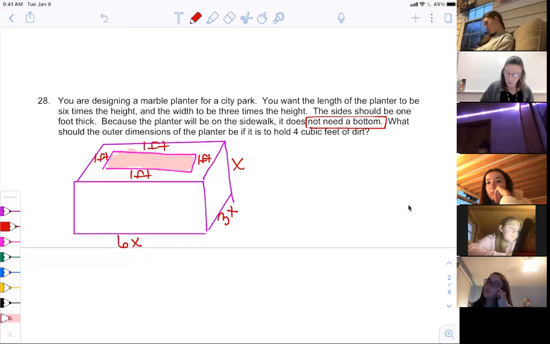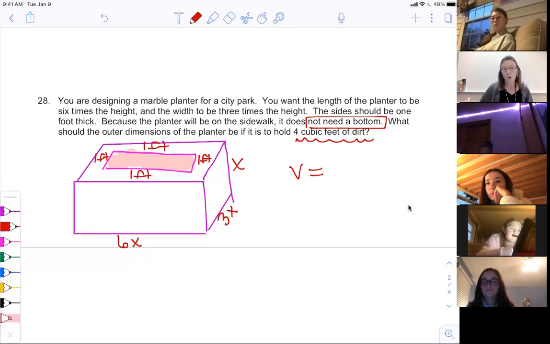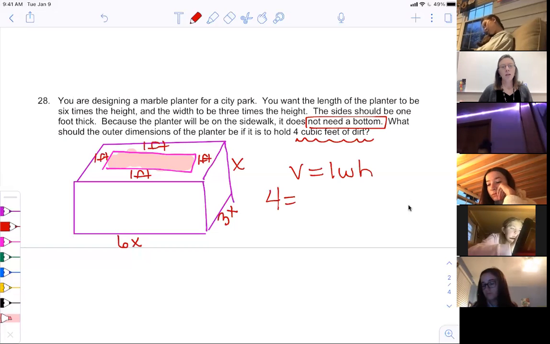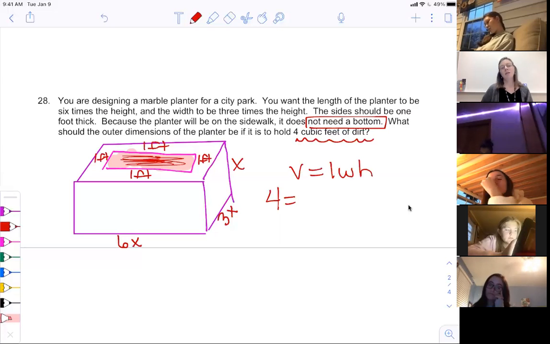The last part says we want to know what the dimensions would be if it's going to hold 4 cubic feet of dirt. So when we're talking about holding an amount of dirt, that's our volume formula that we used yesterday, length times width times height. And the volume is 4. So thinking about the fact that the dirt is going inside, and we have to find the volume or the space that is representing. And that the sides of this planter are 1 foot, but it doesn't have a bottom.